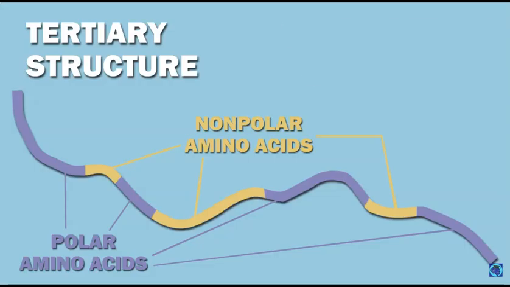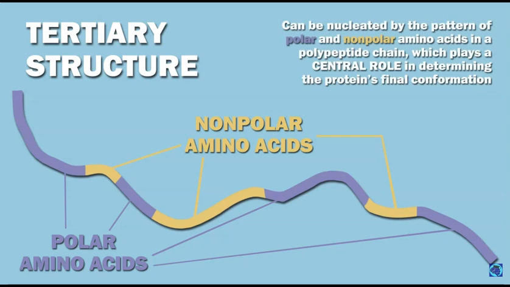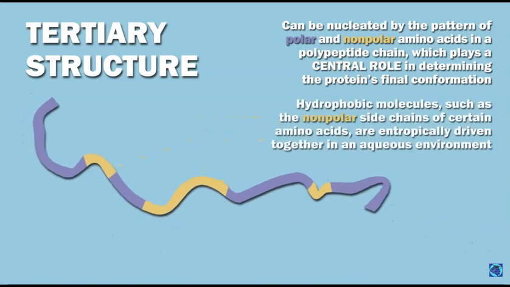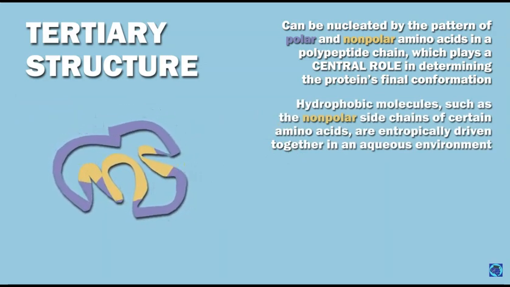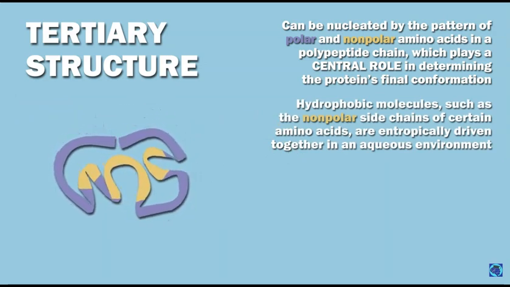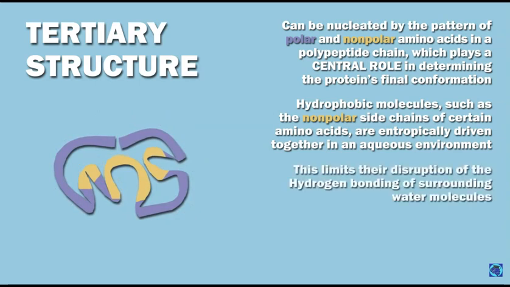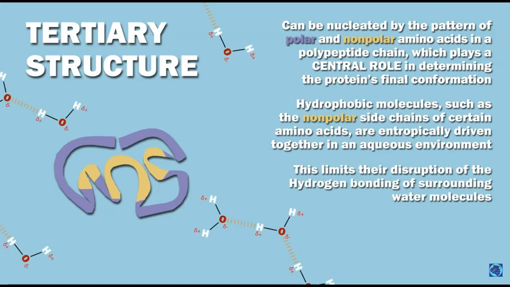Tertiary structure formation can be nucleated by the pattern of polar and nonpolar amino acids in a polypeptide chain, which plays a central role in determining the protein's final conformation. This is because hydrophobic molecules, such as the nonpolar side chains of certain amino acids, are entropically driven together in an aqueous environment. This limits their disruption of the hydrogen bonding of surrounding water molecules. As a result, nonpolar amino acids tend to be found predominantly in the interior of proteins.